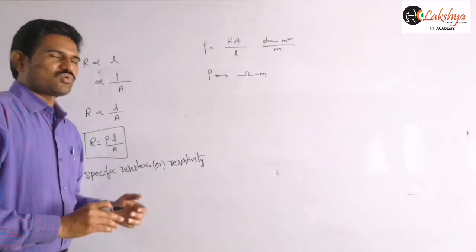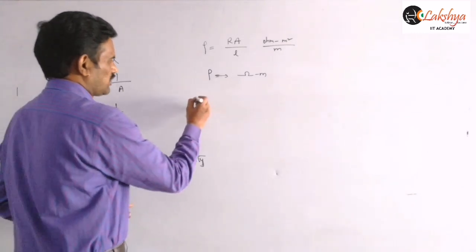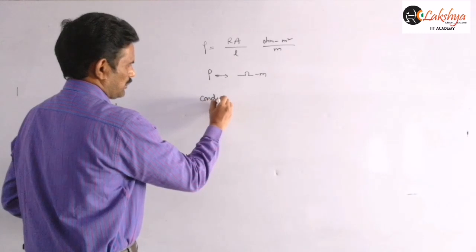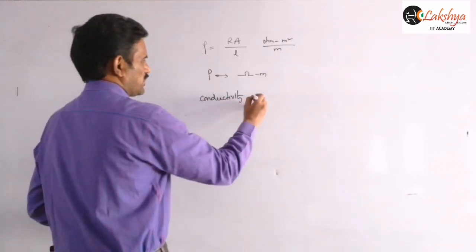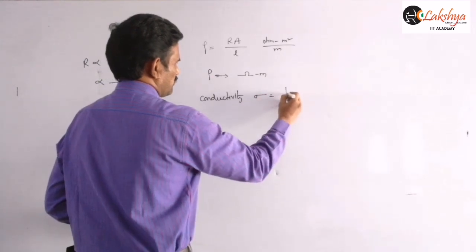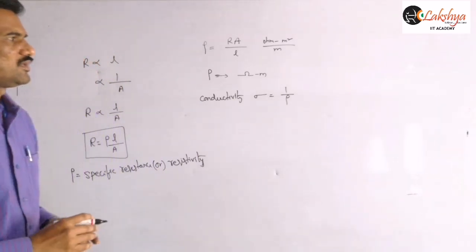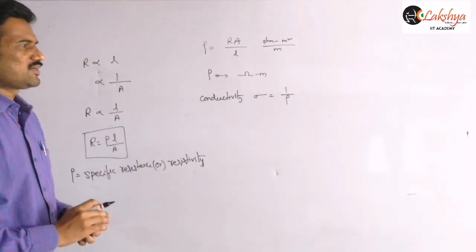And next, the reciprocal of resistivity is what we call conductivity. Here mention those definitions also. Conductivity we represent with sigma. So the reciprocal of resistivity is called conductivity.